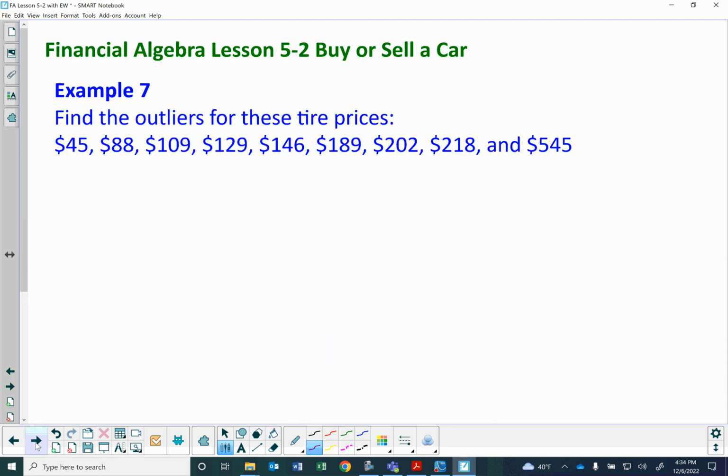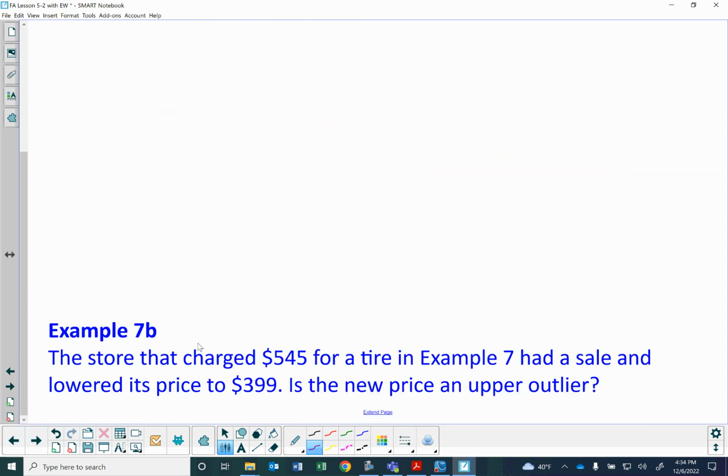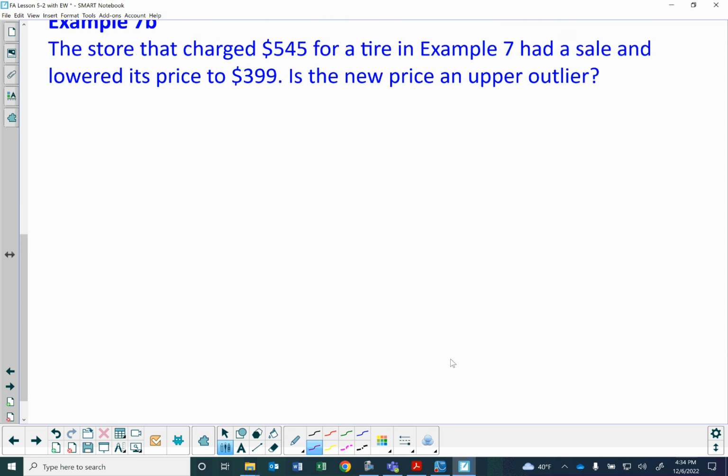All right, last example. Now I'm going to skip this one. We don't need this, we already did this. There's the 7B question I had. The store that charged $545 for a tire in example 7 had a sale and lowered the price to $399. Is the new price an upper outlier? Yes, since $399 is still above $377.25.